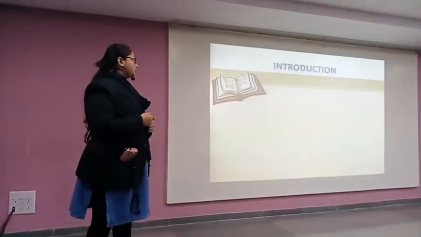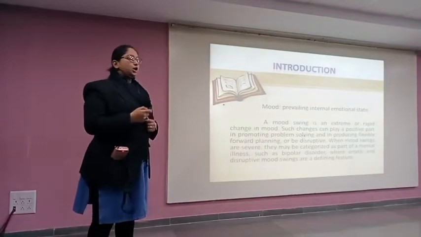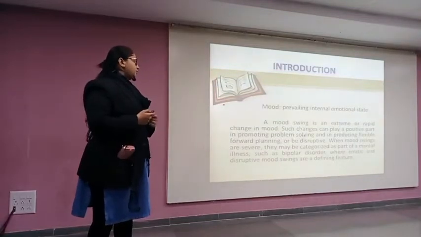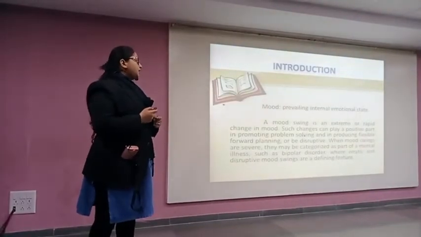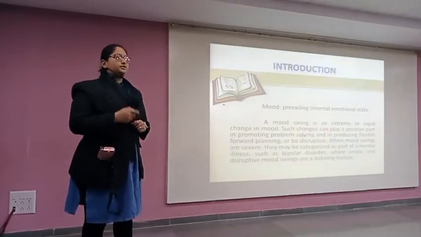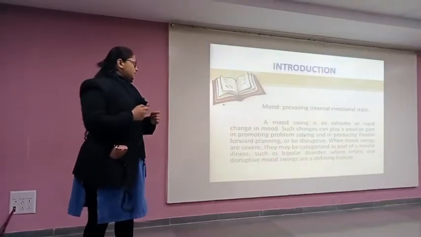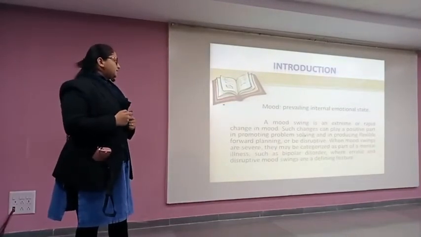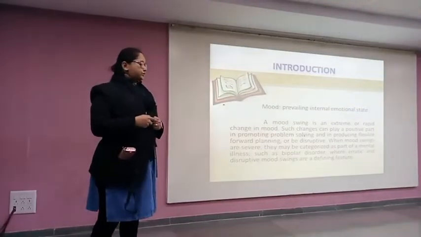Now move to the introduction. What is mood? Mood is a prevailing internal emotional state. A mood swing is an extreme or rapid change in mood. Such changes can play a positive part in promoting problem solving and in producing flexible forward planning, or be disruptive. I would like to give an example. If a child is crying and I just give one small chocolate, there is also a mood swing for him and he will be happy. When mood swings are so extreme, they may be categorized as part of a mental illness, such as bipolar disorder, where erratic and disruptive mood swings are defining features.